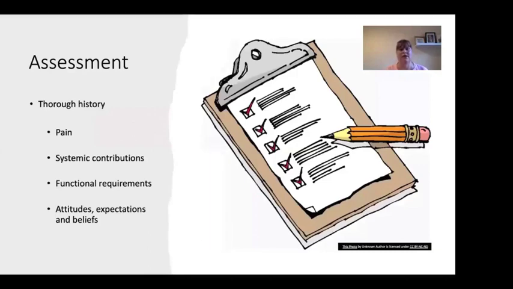So first of all is an assessment. We need to take a thorough history where we look at how pain contributes to the problem. Is it pain limiting range or is it true joint stiffness? What are the systemic contributions to that as well? Do they have other problems such as diabetes, which might contribute to the elbow stiffness as well?